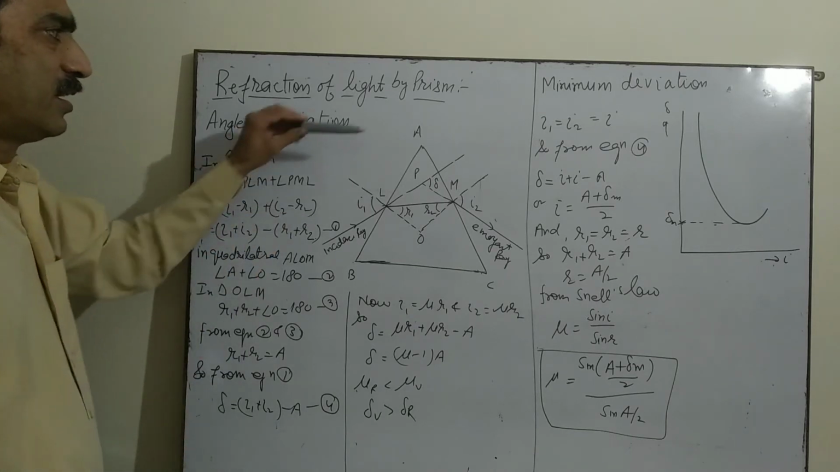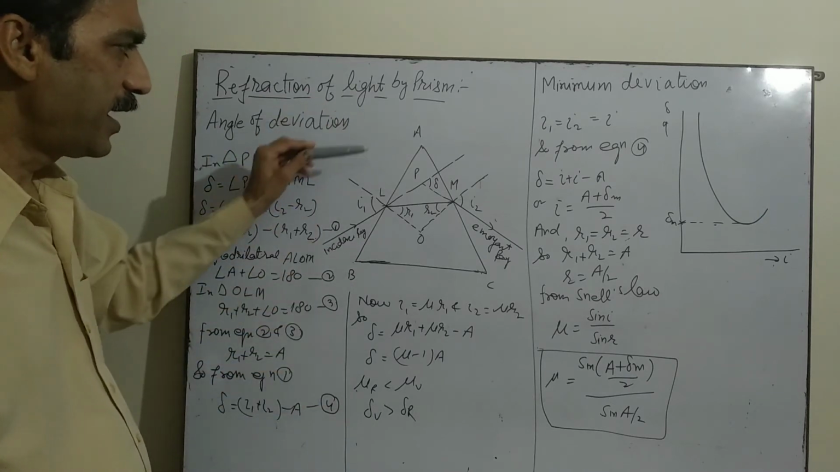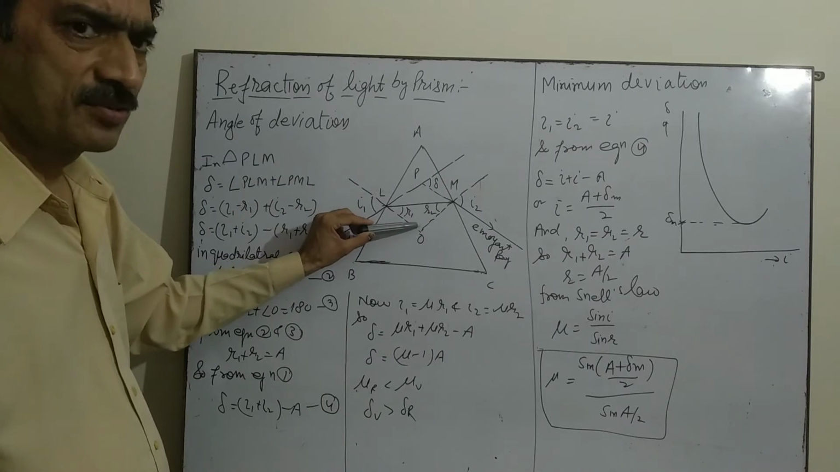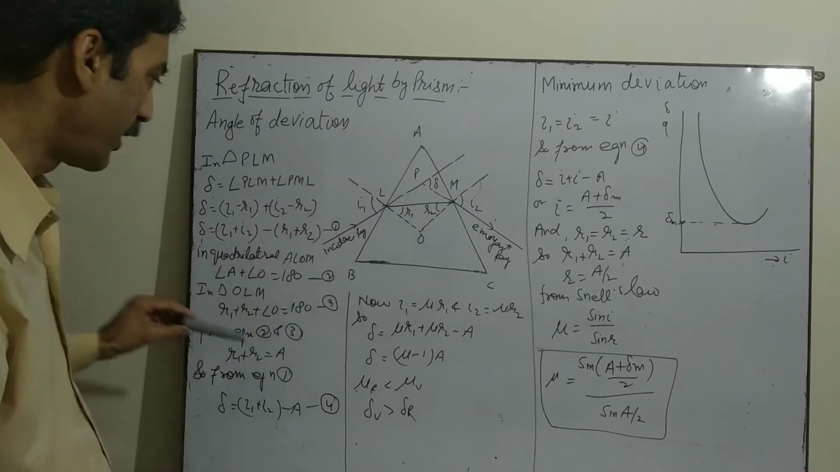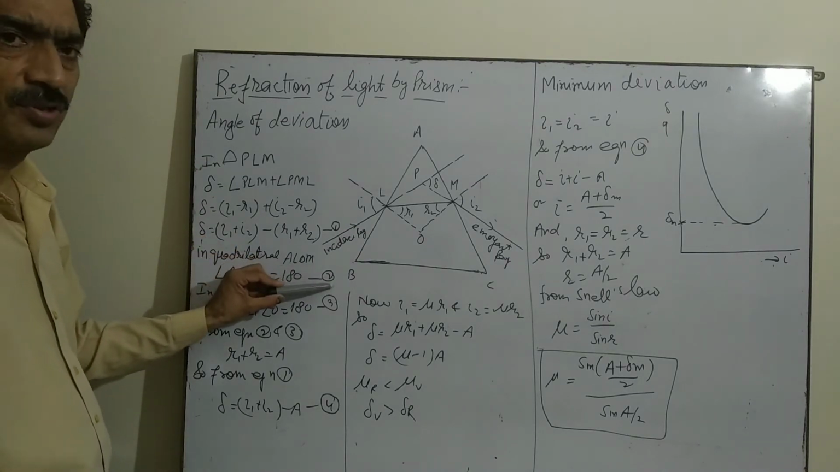Now, we consider a cyclic quadrilateral ALOM. Angle A plus angle O is equal to 180, cyclic quadrilateral. So, angle A plus angle O is equal to 180. This is equation 2.